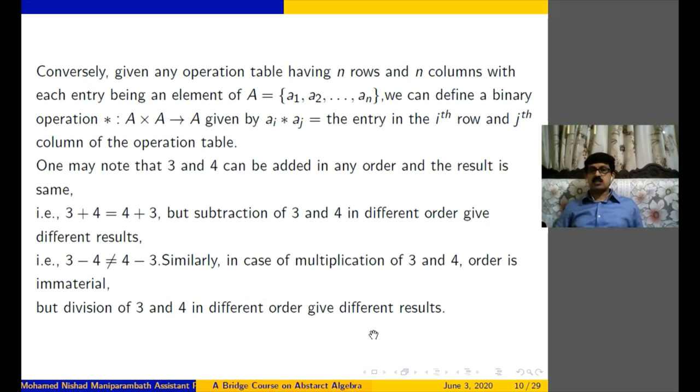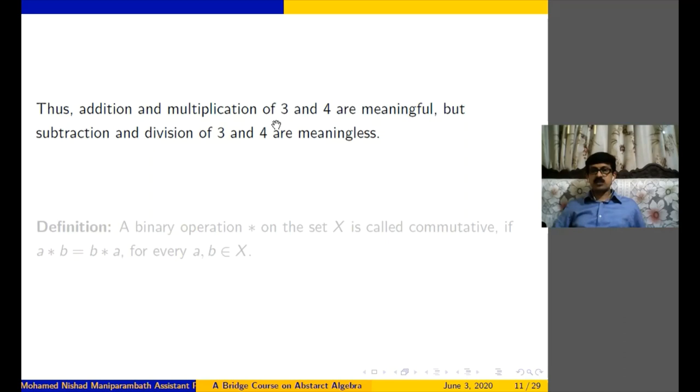But in the case of subtraction and division, if the order is changed, they are not equal. That means 3 minus 4 is not equal to 4 minus 3. Similarly, 3 by 4 is not equal to 4 by 3. So, the addition and multiplication of 3 and 4 are meaningful, but subtraction and division of 3 and 4 are meaningless to some extent.